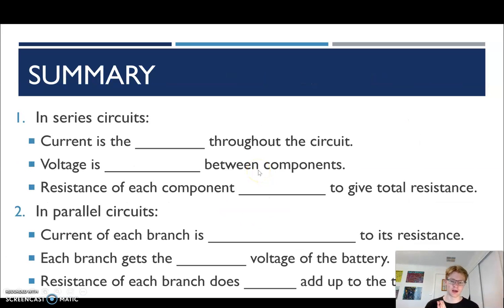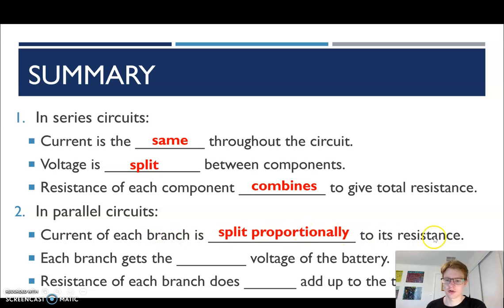Okay, so summary. I want you to pause the video and see if you can fill in these gaps. Go for it. All right, I'm going to give the answers in 3, 2, 1. So in a series circuit, current is the same throughout the circuit. Voltage is split between components. The resistance of each component combines to give total resistance. In a parallel circuit, current of each branch is split proportionally to its resistance. Each branch gets the same voltage of the battery. Resistance for each branch does not add up to the total resistance.